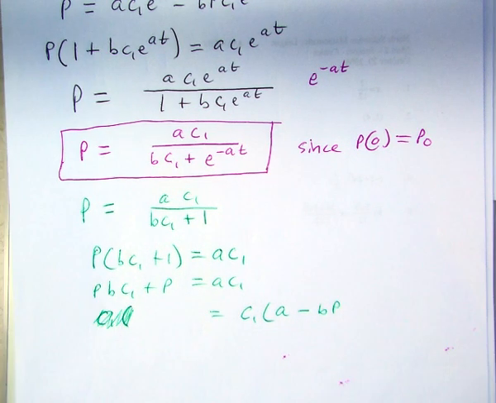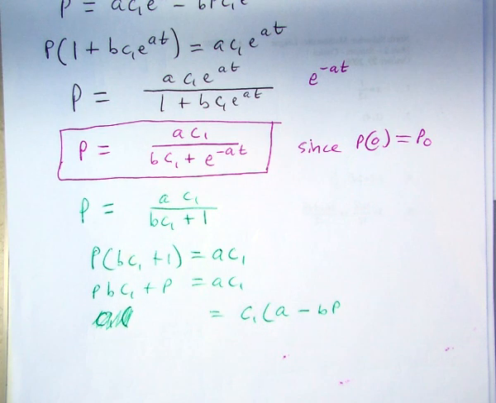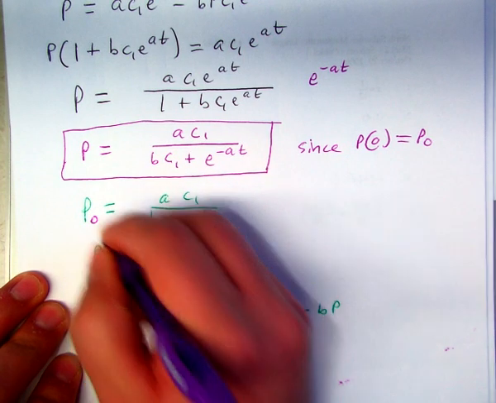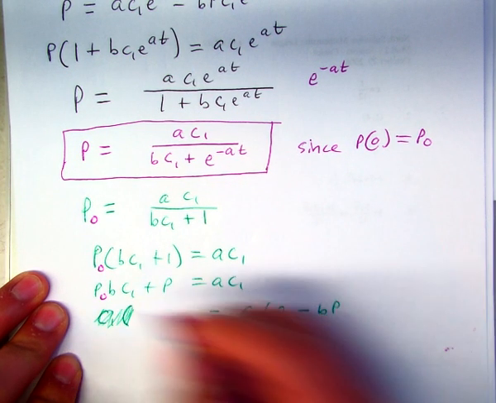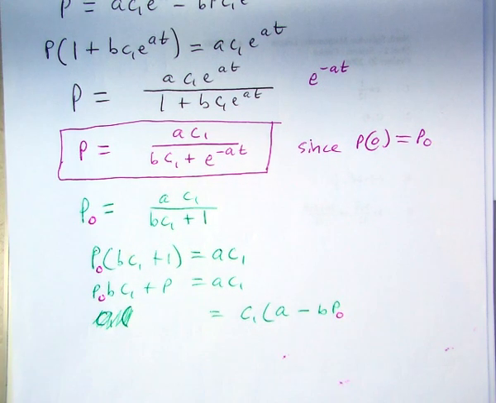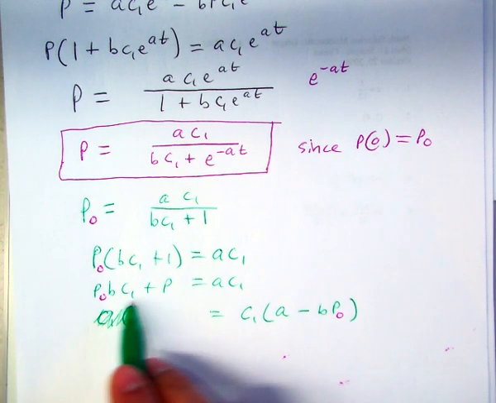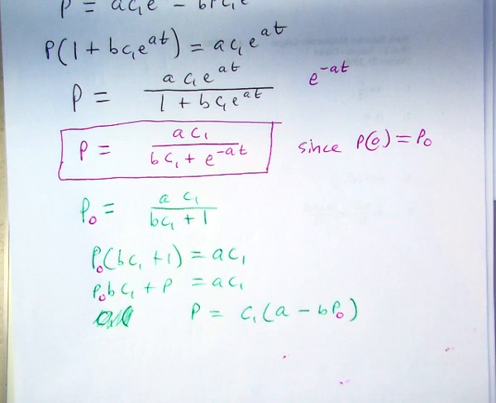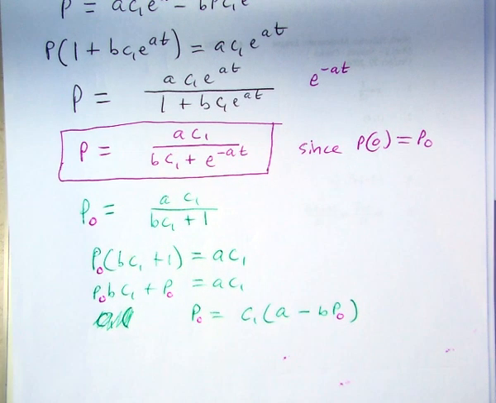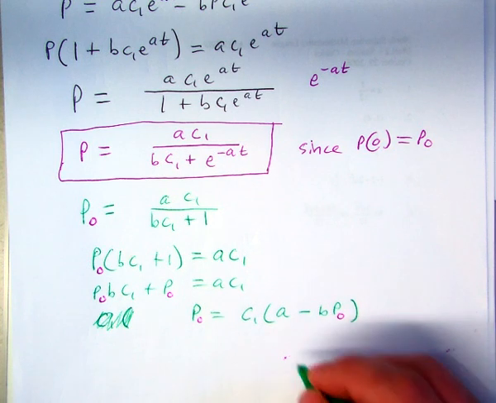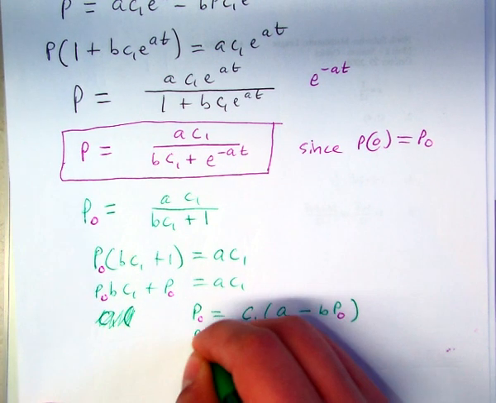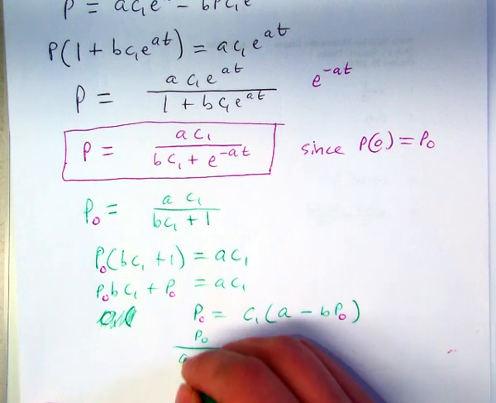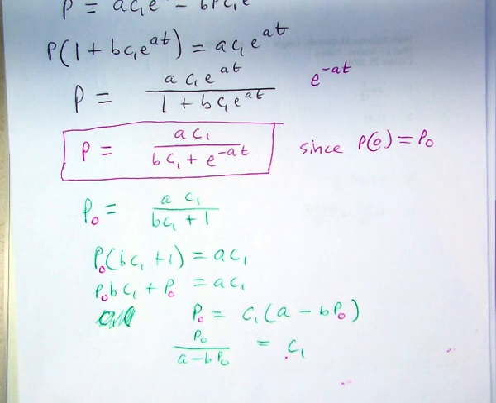Oh, hold on. One thing I forgot to do. If I'm plugging in 0, what should our population be now? There we go. Okay, so factor out a C1 minus B, and then this is just going to be P naught. Okay, so then C1 will be initial population over A minus B times initial population.